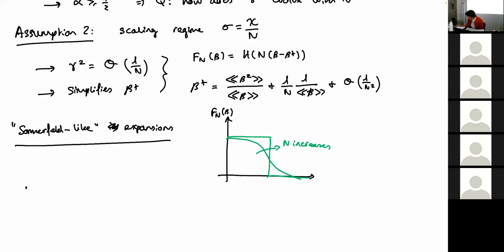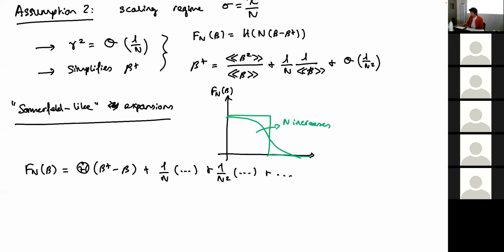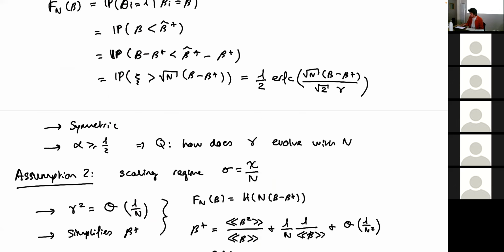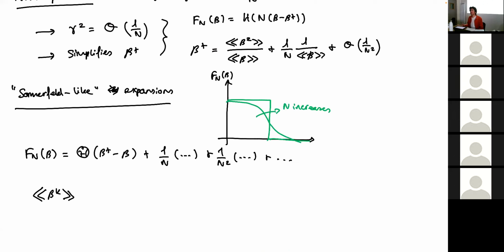Basically the idea, without going into too much detail, is that you write f_n of beta as this Heaviside relative to the threshold plus some 1 over n correction, and then maybe you can go to 1 over n squared, etc. The way you do this is simply to take these moments. So now you can compute, not truncated, sorry, but conditional.